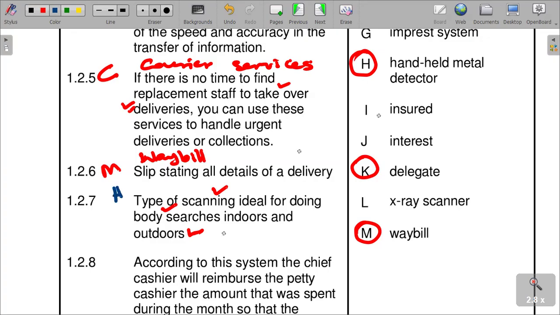Handheld metal detector is used, which is letter H, number 7.